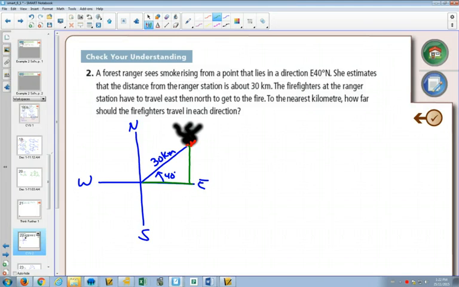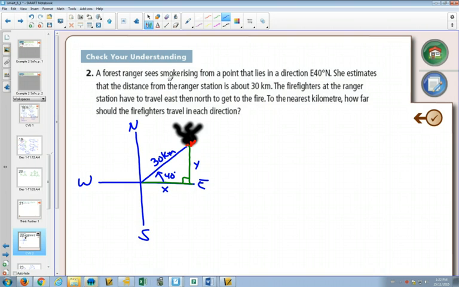We need to find how much should they travel in each direction. So this does make a right angle triangle, so we can use sine, cosine, tan, and everything we have from our grade 10 math. I'm going to call this side x and this side y, just because that'll be an x coordinate and a y coordinate.